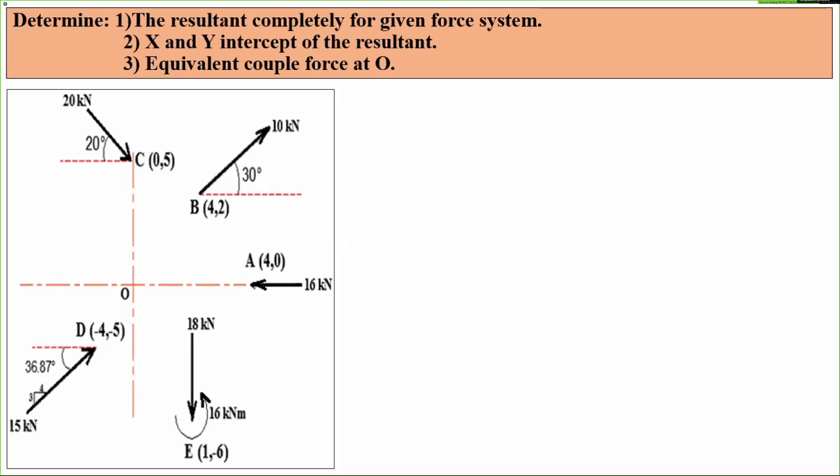So for the point of application, in addition to these 5 steps, I have to add Varignon's theorem. Varignon's theorem says that the algebraic sum of the moments of all the forces about a point must be equal to the moment of the resultant. So summation of MF about point O is equal to MRO, the moment of the resultant about O. We assume this to be R into D, where D is the perpendicular distance between the line of action of the resultant and the point about which you are taking the moment. So that step I have to add.